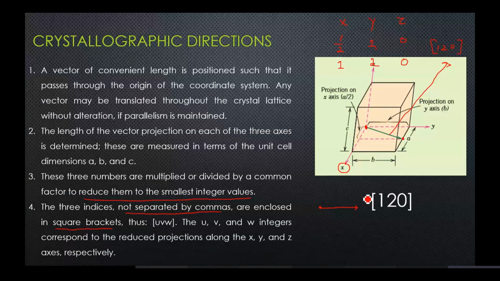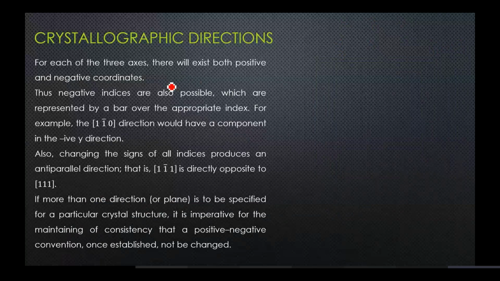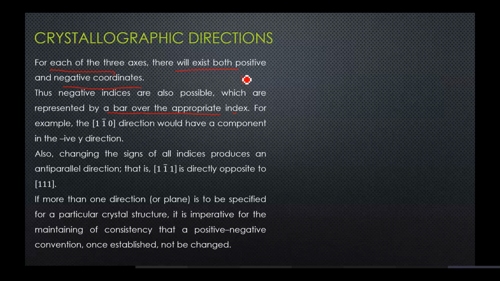Now moving on, there are certain things that you need to know about the crystallographic directions. That means for each of the three axes, there will exist both positive and negative coordinates. The negative indices are also possible, which are represented by a bar over the appropriate index. So if you have to represent the movement along the negative direction, you would represent it by a bar on top of the integer. For example, 1 bar 0 direction would have a component in the negative y direction. Clear enough? This 1 bar would represent the movement in the negative y direction.